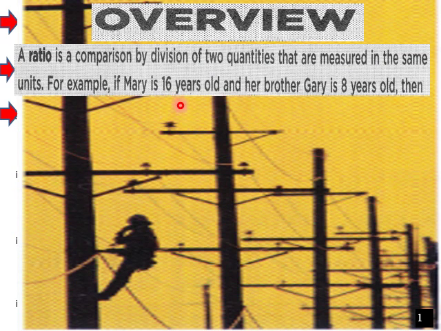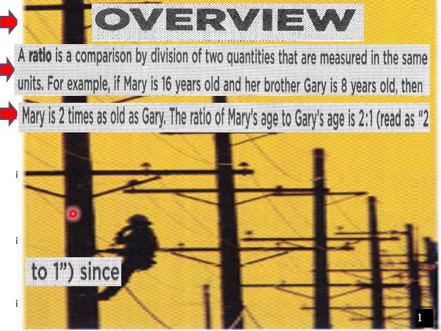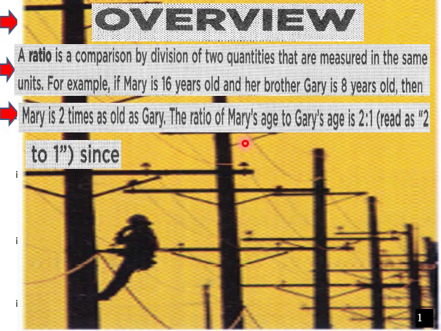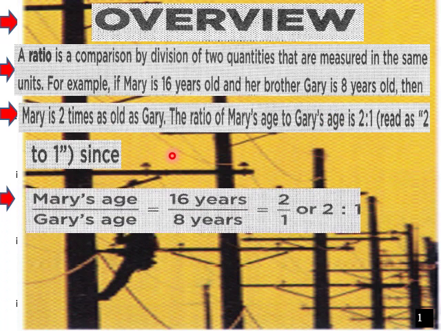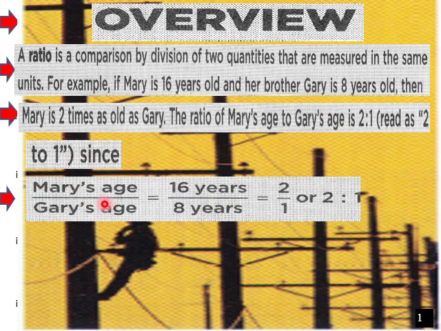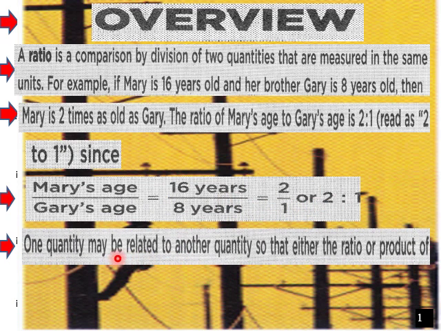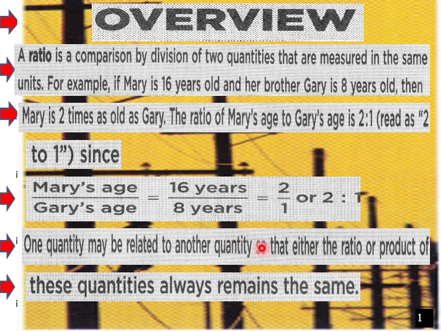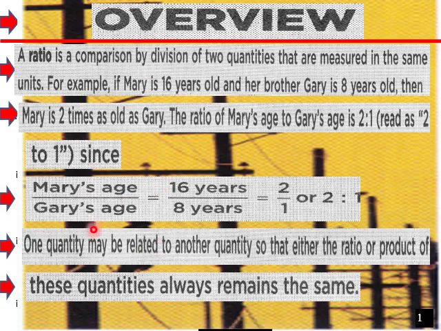Overview. A ratio is a comparison by division of two quantities that are measured in the same units. So the ratio of Mary's age to Gary's age is 2 to 1, read as 2 to 1, and here is a breakdown for it. One quantity may be related to another quantity so that either the ratio or product of these quantities always remains the same. That is an overview of what's in this section.